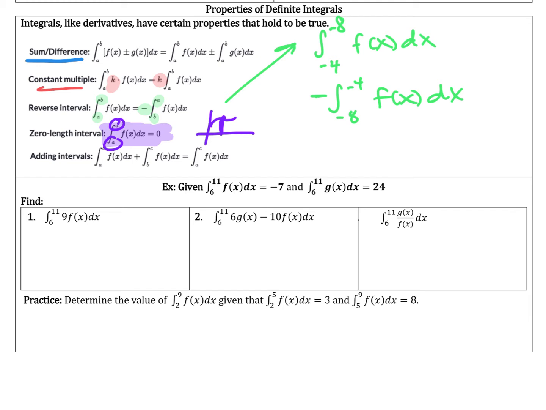And then last but not least, this last one, adding intervals, is sort of what I like to think of as the transitive property for integrals. If you are integrating from a to b and then from b to c, you can actually combine that as one big integral from a to c. So you can split, or in theory work backwards and unsplit, as long as you're splitting at the same value.